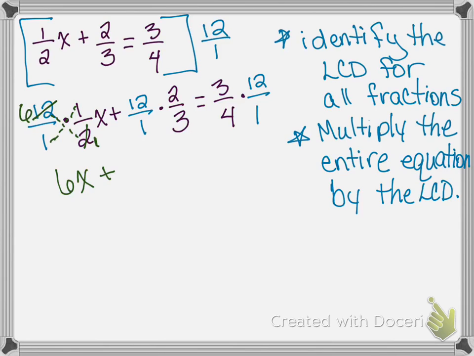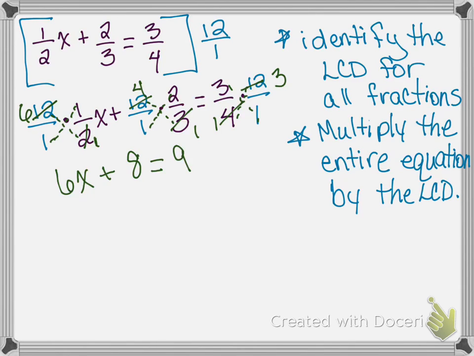Okay? I'm doing the same thing right here. The 2 and the 1, we can't do anything. We leave it alone. What goes into 12 and 3? 3. Whoops. 3 goes into 3 one time. 3 goes into 12 how many times? 4. Good. 4 times 2 is 8. Okay. Then we have 12 and 4. 4 goes into both of those. 4 goes into 4 one time. 4 goes into 12 3 times.